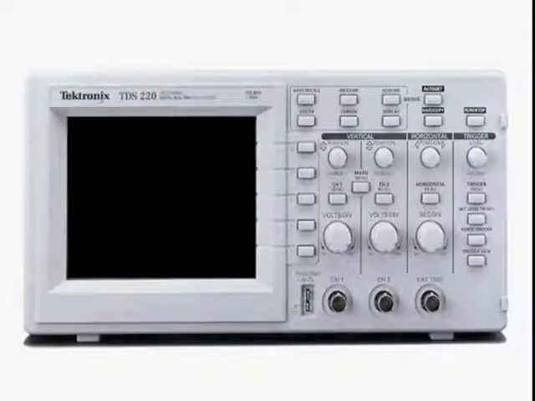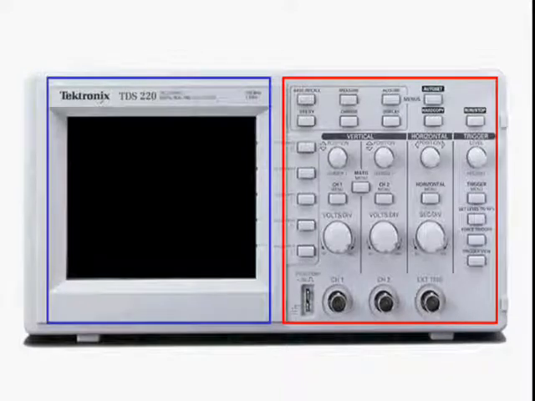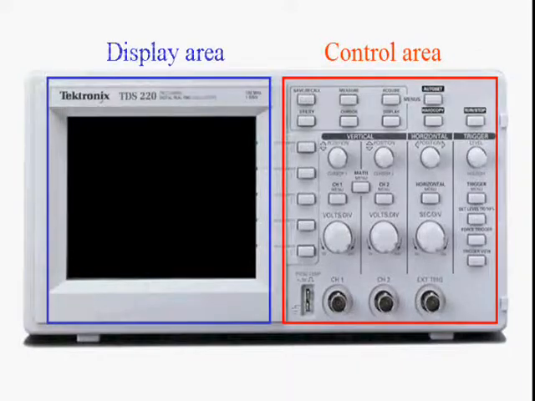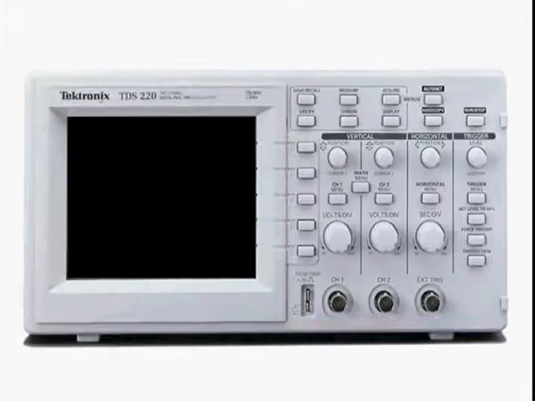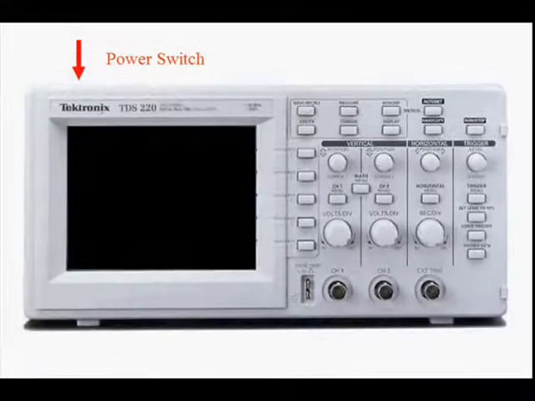The front panel is divided into two areas: the control area on the right and the display area on the left. We use the buttons and knobs on the control area to obtain the best view of the graph. Let's turn on the power switch located on the top of the oscilloscope.